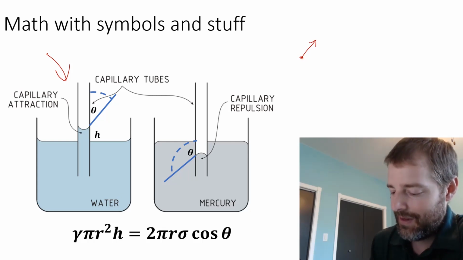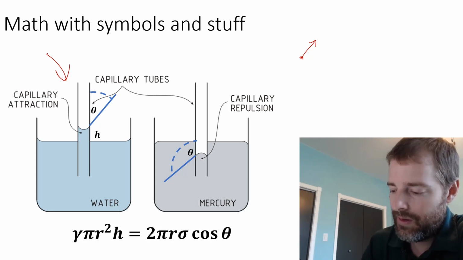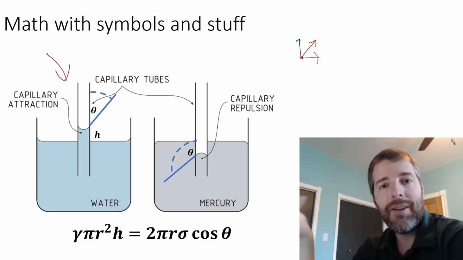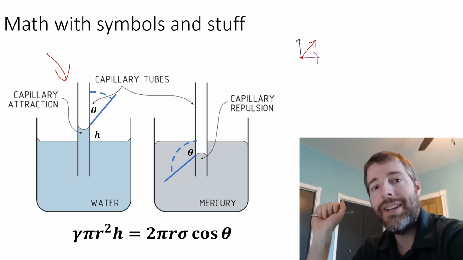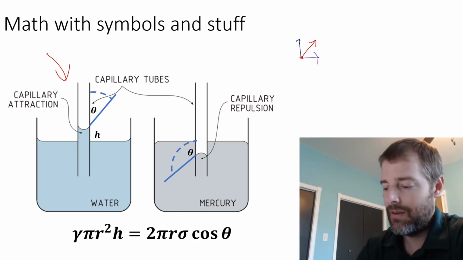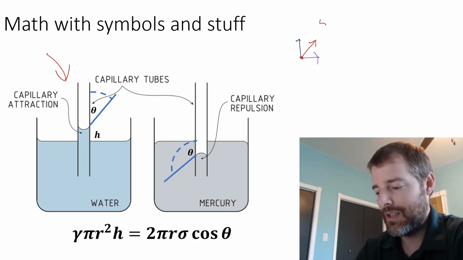And we end up having a vertical component here, and we have this horizontal component here. Now the horizontal component is canceled out all the way around the circle, but the vertical component is not canceled out from the force from surface tension. Okay?